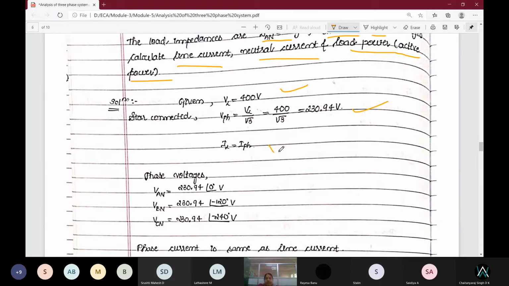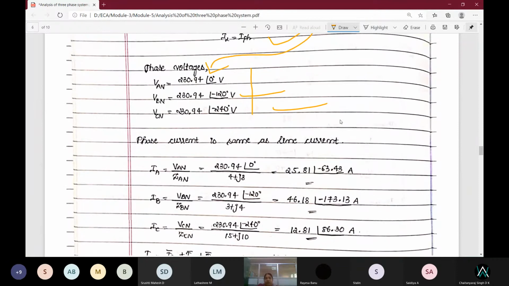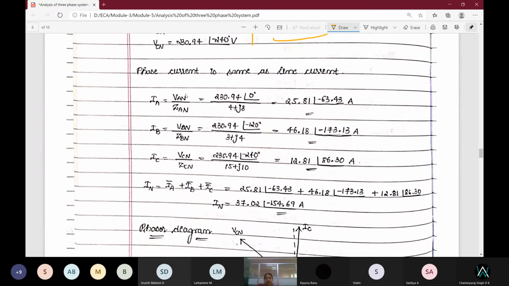Line current and phase current are equal. Find out all three phase voltages, that is VAN, VBN, VCN. How will you find them? We got 230.94 with an angle 0, minus 120 and minus 240. Next find the line currents, which are the same as phase currents. So it is voltage divided by impedance, 230.94 divided by the impedance, and you will get this value.